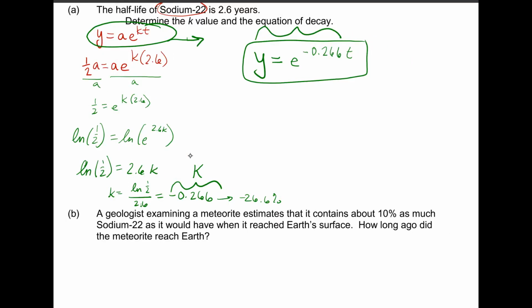So that's the answer? A geologist examining a meteorite estimates that it contains about 10% as much sodium-22 as it would have when it reached Earth's surface. How long ago did the meteorite reach Earth?